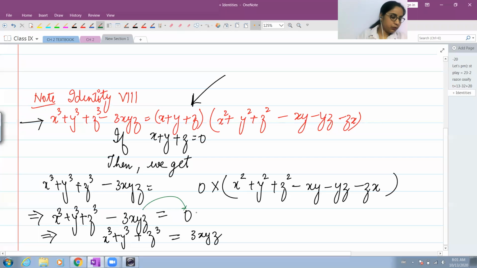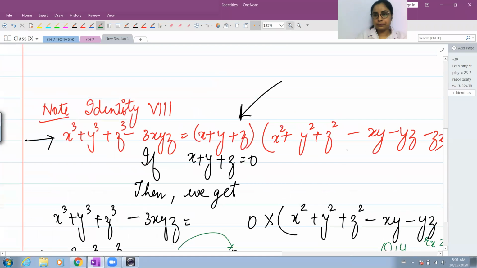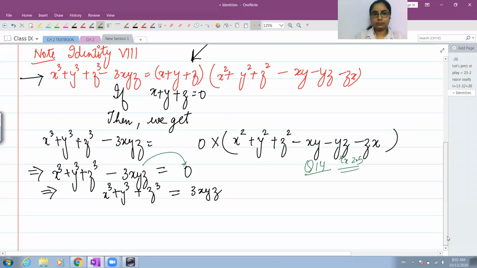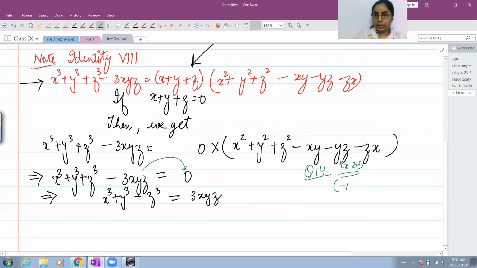Now, how this is helpful, I'm going to take up a question just to explain this. It's actually question number 14 of the exercise, and you don't need to write this down for now. I'm only taking it for reference here. So you have minus 12 cubed plus 7 cubed plus 5 cubed. So we have this as x, this as y, and this as z.